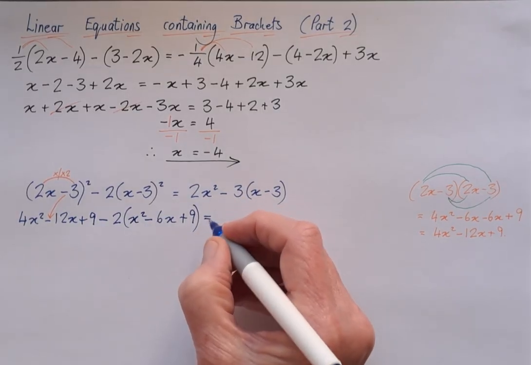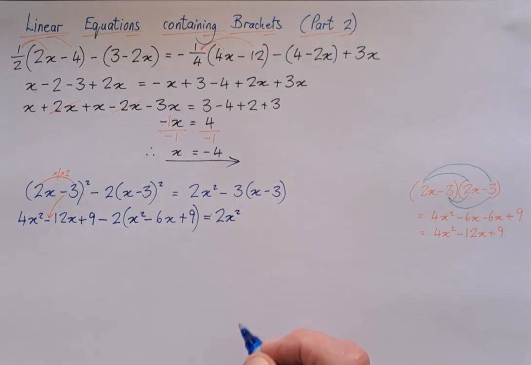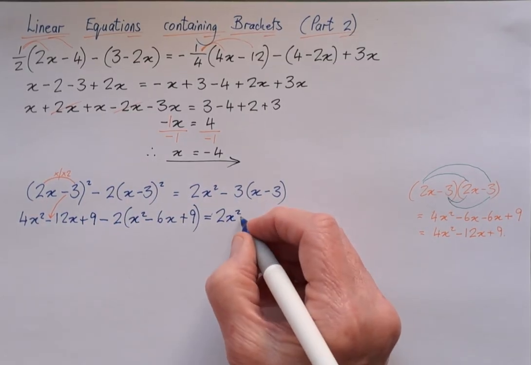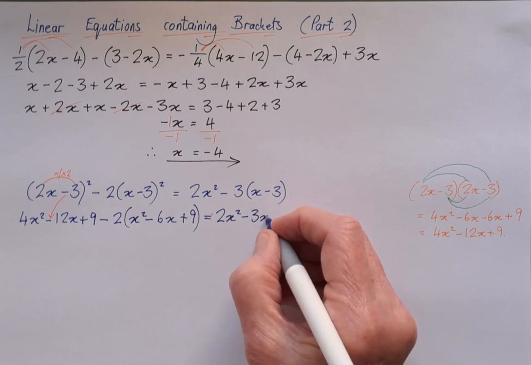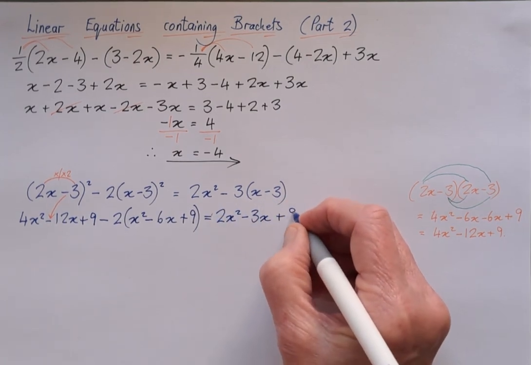This 2x squared is just remaining as it is. It's not being multiplied by anything. 3 is being multiplied into this bracket. 3 times x is 3x. And then remember, negative times negative is positive 9.